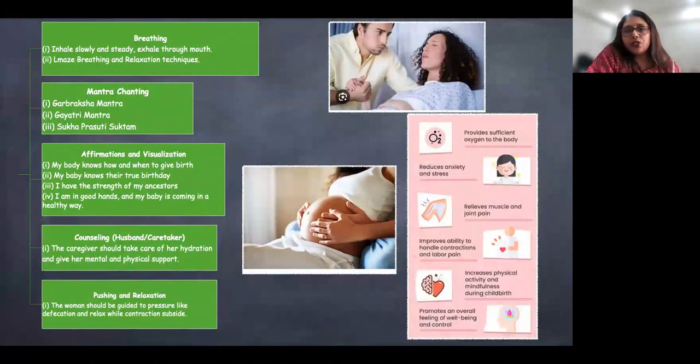Breathing also benefits your oxygen supply. It reduces your stress and anxiety. It increases your ability to handle contractions and act mindfully during the childbirth.